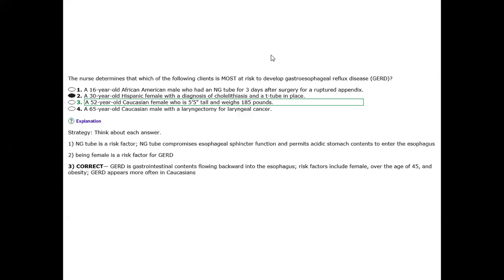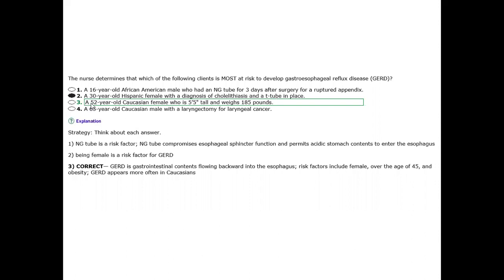Number 2, a 13 years old female with the diagnosis of cholelithiasis. Cholelithiasis means stone in the gallbladder, and the patient is under treatment. So it is not related to gastroesophageal reflux formation. Number 4, a 65 years old man with laryngectomy and laryngeal cancer. So also a larynx disorder, not related to gastroesophageal reflux.